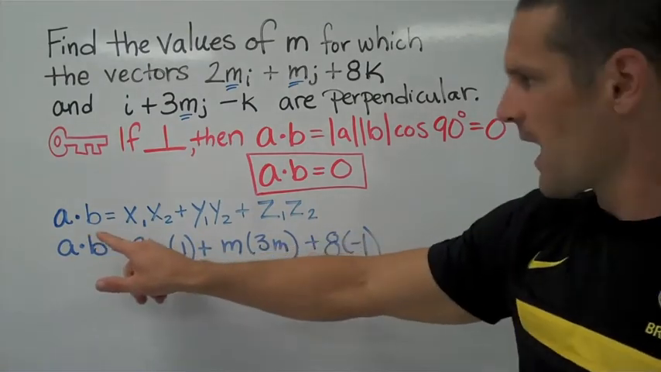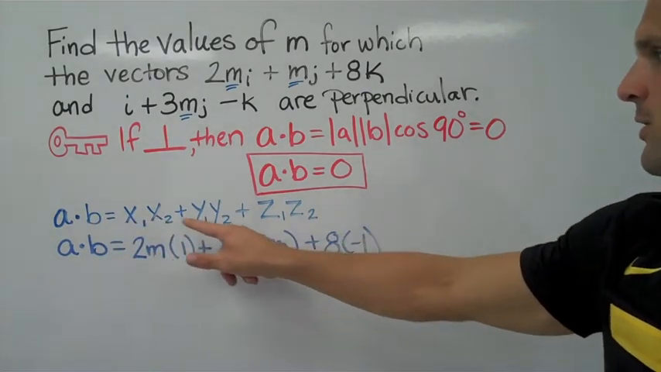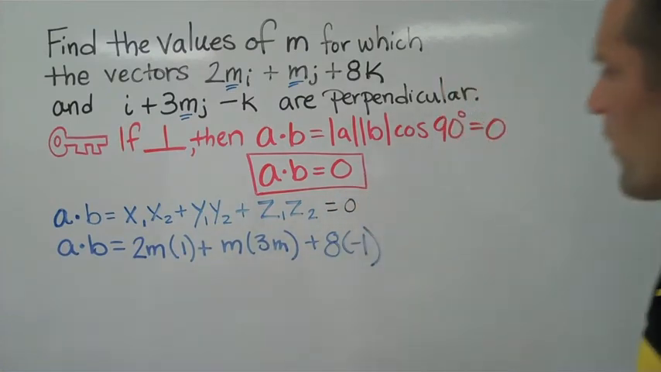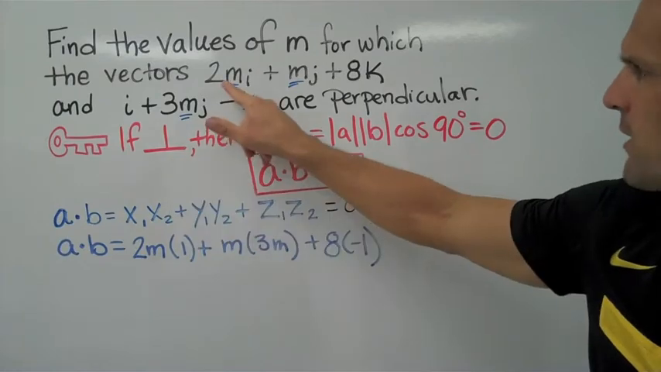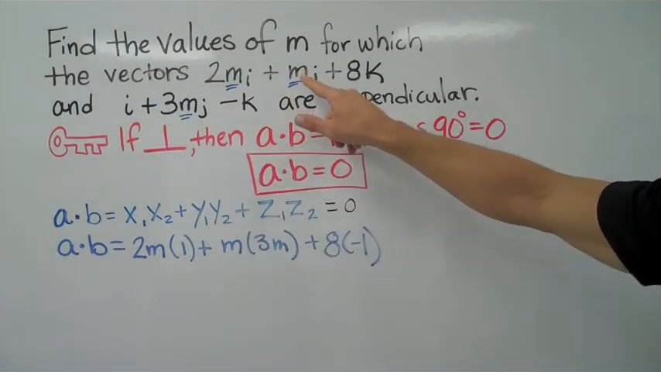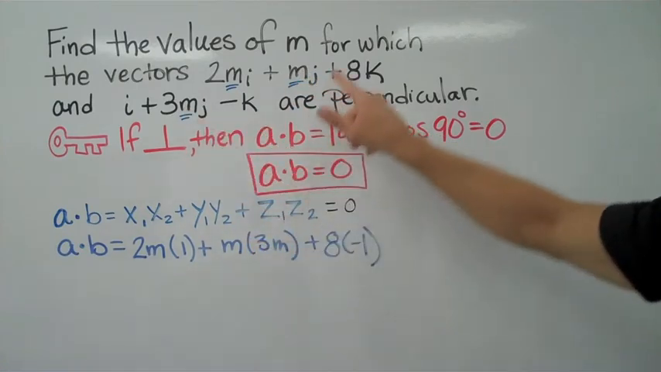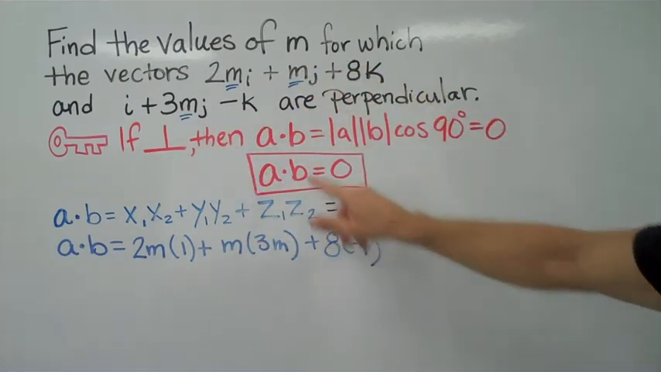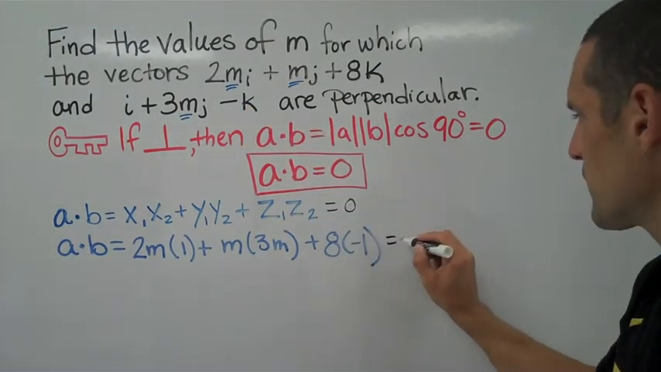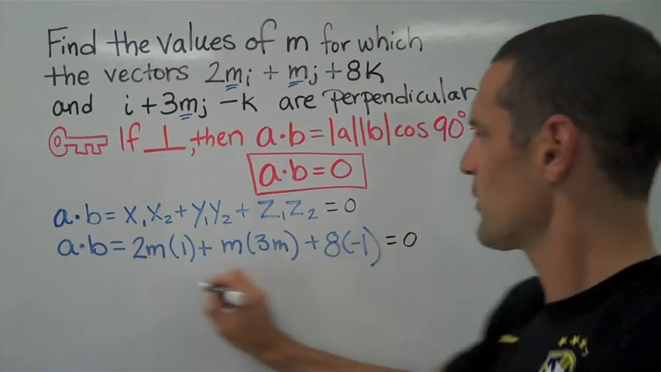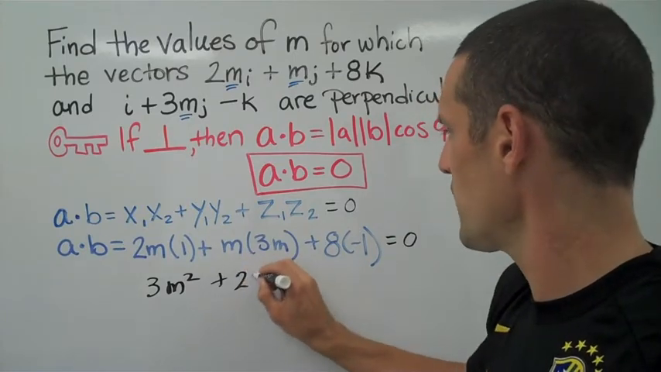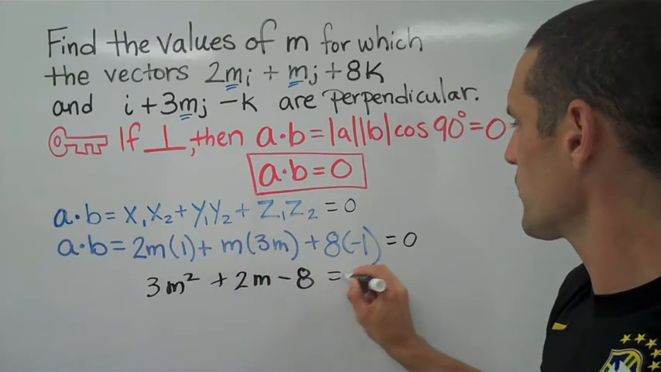Well, that means that A dot B is x1 x2 plus y1 y2 plus z1 z2, and that is going to equal 0. So all I had to do was replace x1 with 2m, and x2 with 1, y1 with m, and y2 with 3m, and z1 with 8, and z2 with negative 1. When I do that, I know that this is going to equal 0, and I get 3m squared from my middle term plus 2m minus 8 is equal to 0.